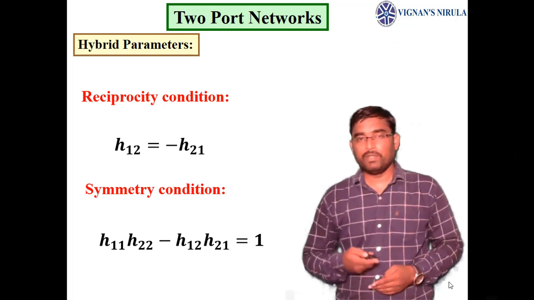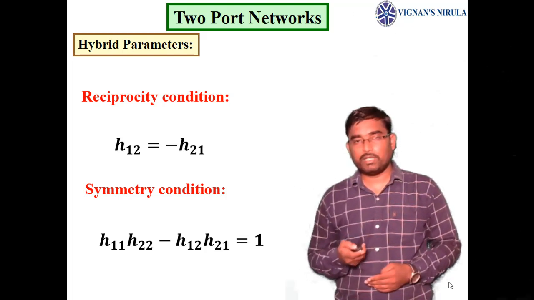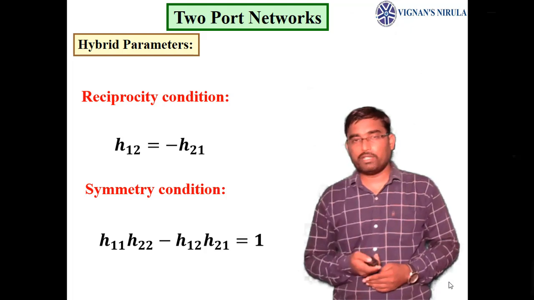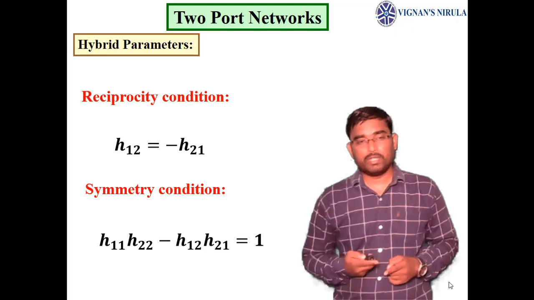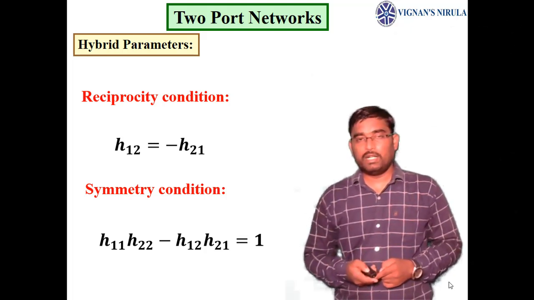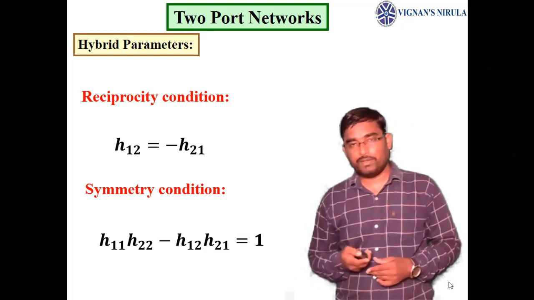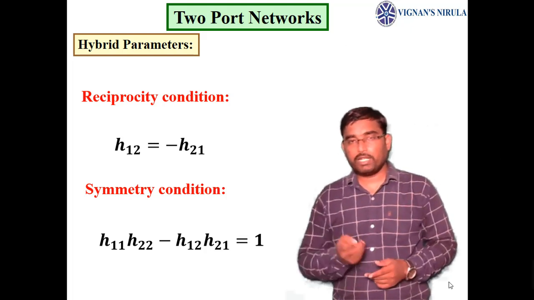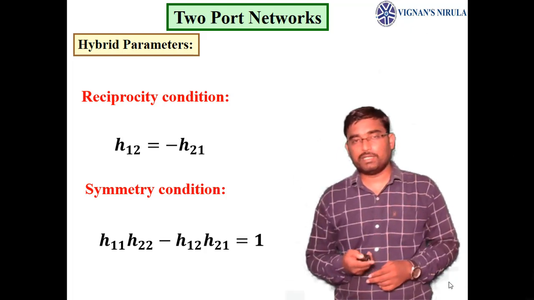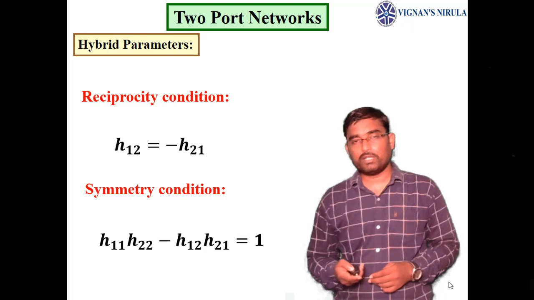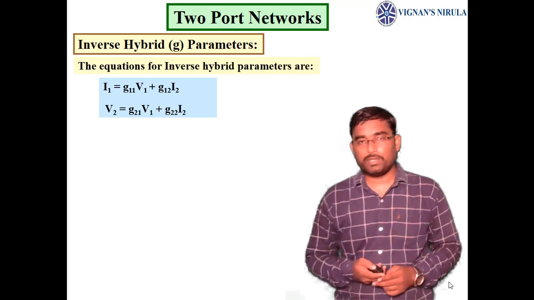What is the procedure? In order to derive the reciprocity condition, we need to take the condition that V1 by I2 when I1 is 0 should be equal to V2 by I1 when I2 is 0. By equating those two conditions, we get the reciprocity condition in terms of H parameters. And for the symmetry condition, V1 by I1 when I2 is 0 should be equated to V2 by I2 when I1 is 0. By equating these we get the symmetry condition, which is H11 H22 minus H12 H21 equals 1.